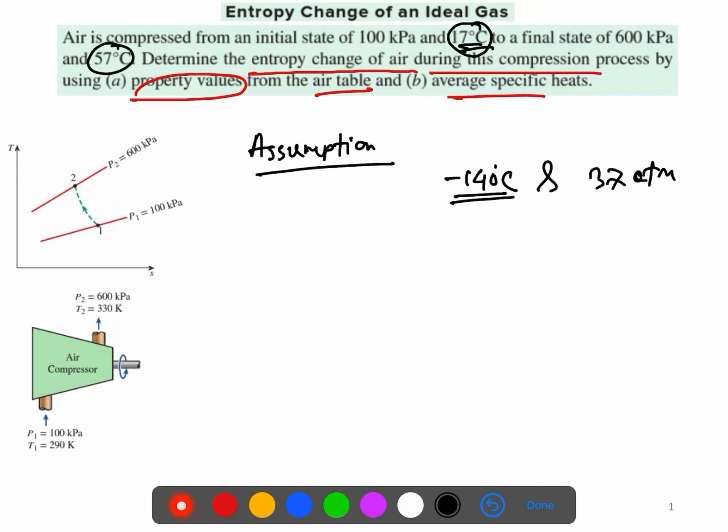So we can assume that, okay, this is actually an ideal gas problem. So this is our assumption that this is an ideal gas problem. So all of our assumptions we will use based on the ideal gas. Before going to solve the problem, let's try to understand this TS diagram.